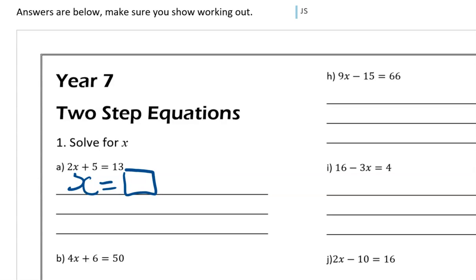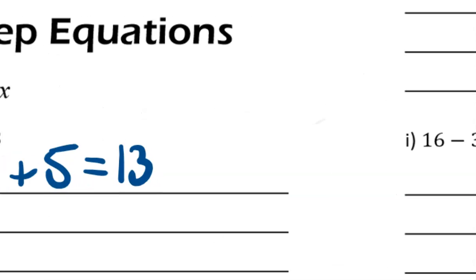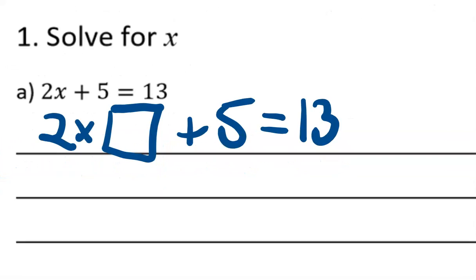Now, if you have a look at this first equation, we've got 2 lots of x, whatever x is, 2 lots of it, plus 5 gives me 13. So basically, I want to know 2 times what number, so what number goes there in the box where x is, 2 times what, plus 5 will give me 13. That's what I'm trying to find out. Okay, what is that mystery number?